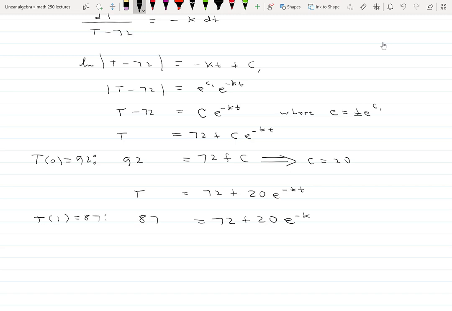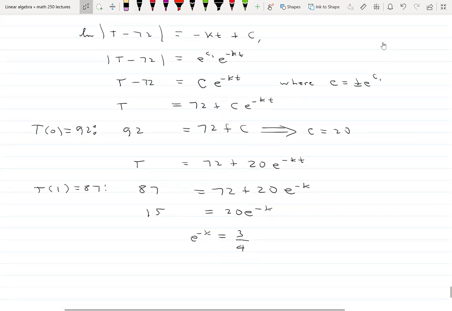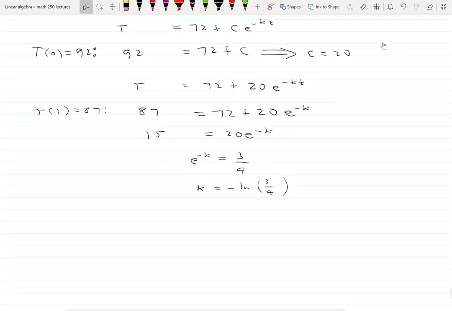Okay, so continuing on, 15 equals 20 e to the negative k. So e to the negative k equals 15 over 20, which is 3/4. So taking natural logs, k equals minus the natural log of 3/4. And that value, do we need it? Yeah, we kind of need it. So this is approximately 0.29. It's a positive value. Log of 3/4 is negative, and the negative in front makes it positive. So k is a positive constant.